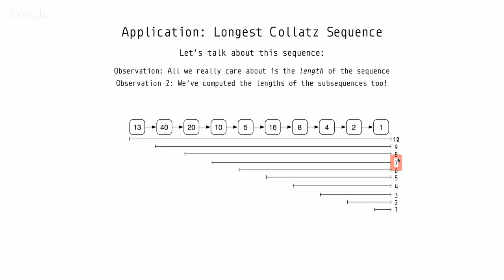The length is 10. But the second observation that we should make is that when we compute this result, we're getting the results of every subsequence as well. So we know that, for instance, as a simple example, the Collatz sequence starting at 1 has length 1. And the sequence starting at 2 has length 2. And the sequence starting at 4 has length 3. We can tell all of this just from computing the Collatz sequence starting at 13.